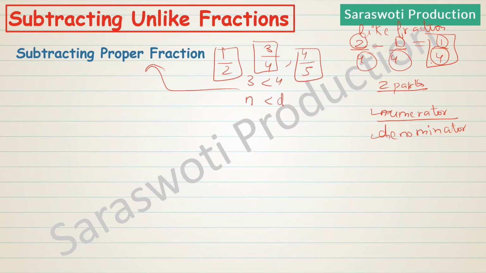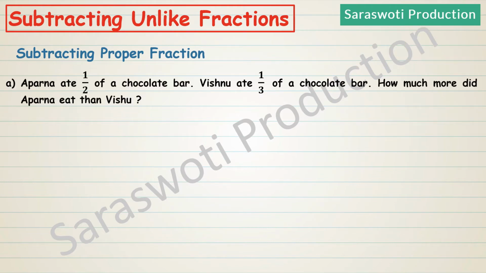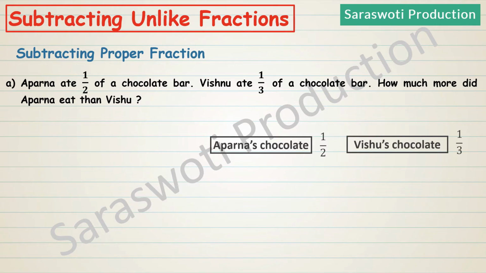So now let's see how to subtract proper fractions. Given to us: Arpana ate 1 by 2 of a chocolate bar and Bishu ate 1 by 3 of a chocolate bar. How much more did Arpana eat than Bishu? Here we are given Arpana's chocolate 1 by 2 and Bishu's chocolate 1 by 3. We have to check how much more Arpana ate, which means they're saying directly that the fraction 1 by 2 is greater than 1 by 3, and we are asked by how much. That is the same as saying 1 by 2 minus 1 by 3 is how much?